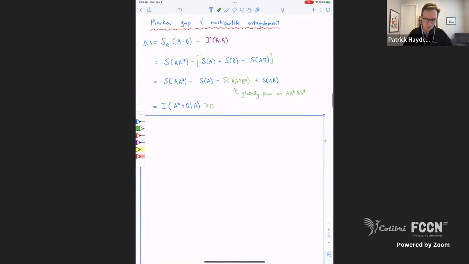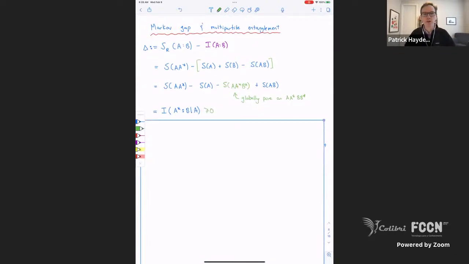And if you look at that quantity, with the four entropic terms there, that is exactly, by definition, what we call the conditional mutual information of A star with B given A. It is the quantity that the famous strong subadditivity inequality of quantum entropy tells us is non-negative. And so this simple calculation tells us that this quantity delta, which I'll call the Markov gap, is non-negative. And so the reflected entropy is always at least as big as the mutual information.